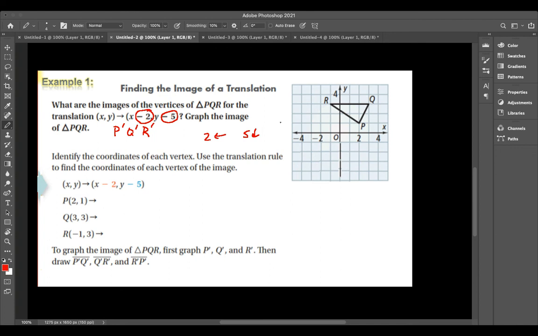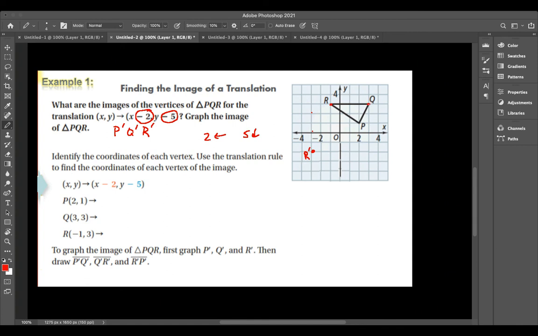There's a couple ways you can do this. Since it's a translation, it's pretty easy. You just take your R point here and go 1, 2 spaces over to the left, and then down 5: 1, 2, 3, 4, 5. Boom, and that's going to be R primed.